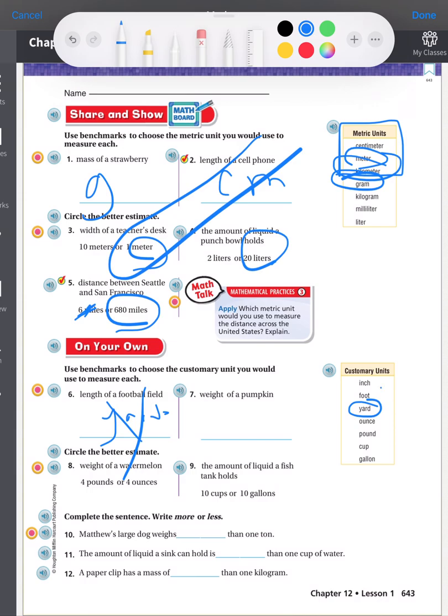Weight of a pumpkin? Well, inch and foot and yard are all length measurements. That's no good. But we could do ounce or pound. Definitely pound. When I get our pumpkins at JB Tree Farm, they always tell me how many pounds it weighs because you have to pay by the pound.